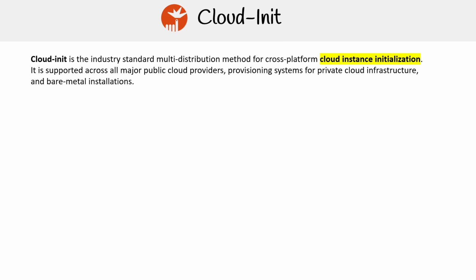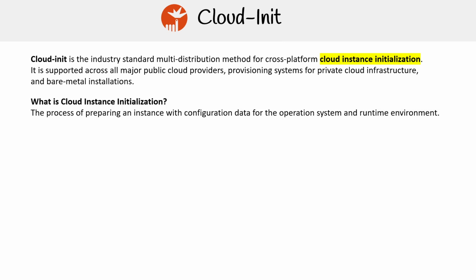So what do we mean when we say Cloud Instance Initialization? This is the process of preparing an instance with configuration data for the operating system and runtime. And when you have a cloud instance that is being initialized from a disk or an image or an instance, there are three components that matter: the metadata, the user data, and the vendor data.